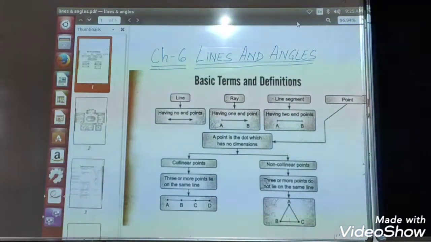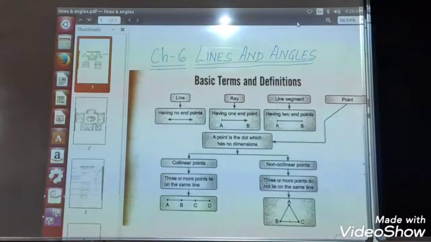Now there are 2 different types of points, that is collinear points and non-collinear points. What are collinear points? Points, that is 3 or more points that lie on the same line are called collinear points, and 3 or more points which do not lie on the same line are called non-collinear points. You can see in the figure that AD is a line segment which contains another 2 points B and C. So points A, B, C, D are collinear points.